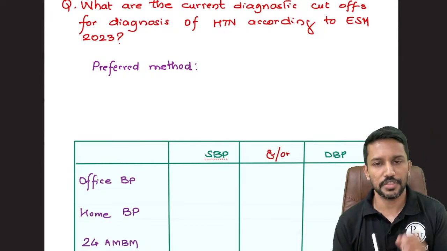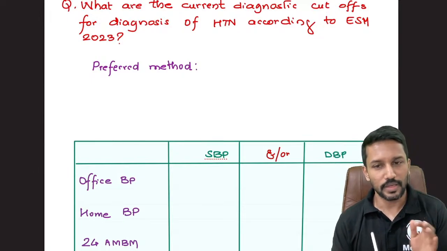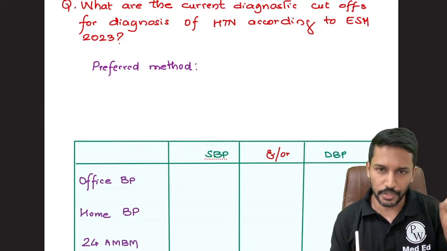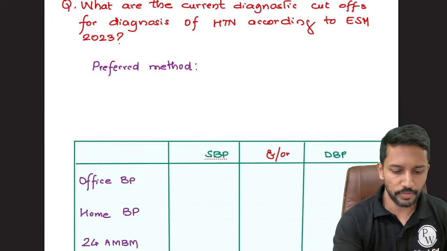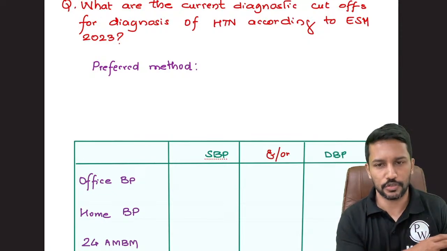First thing we have to establish is what is the preferred method for recording BP. Now, I can record the BP in the hospital or clinic. I can record the BP in the patient's home. Which one would you prefer? The BP recorded in the hospital or the BP recorded at the patient's home?